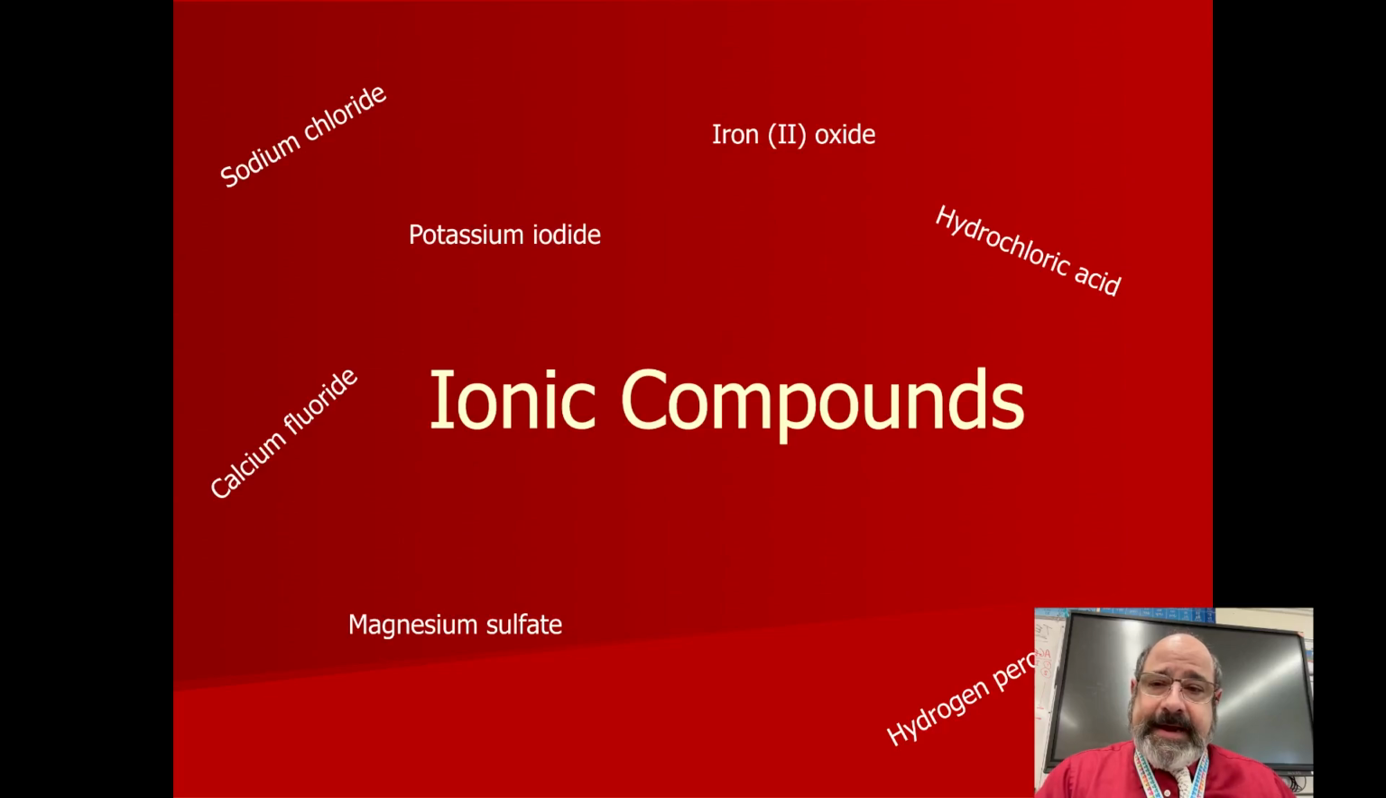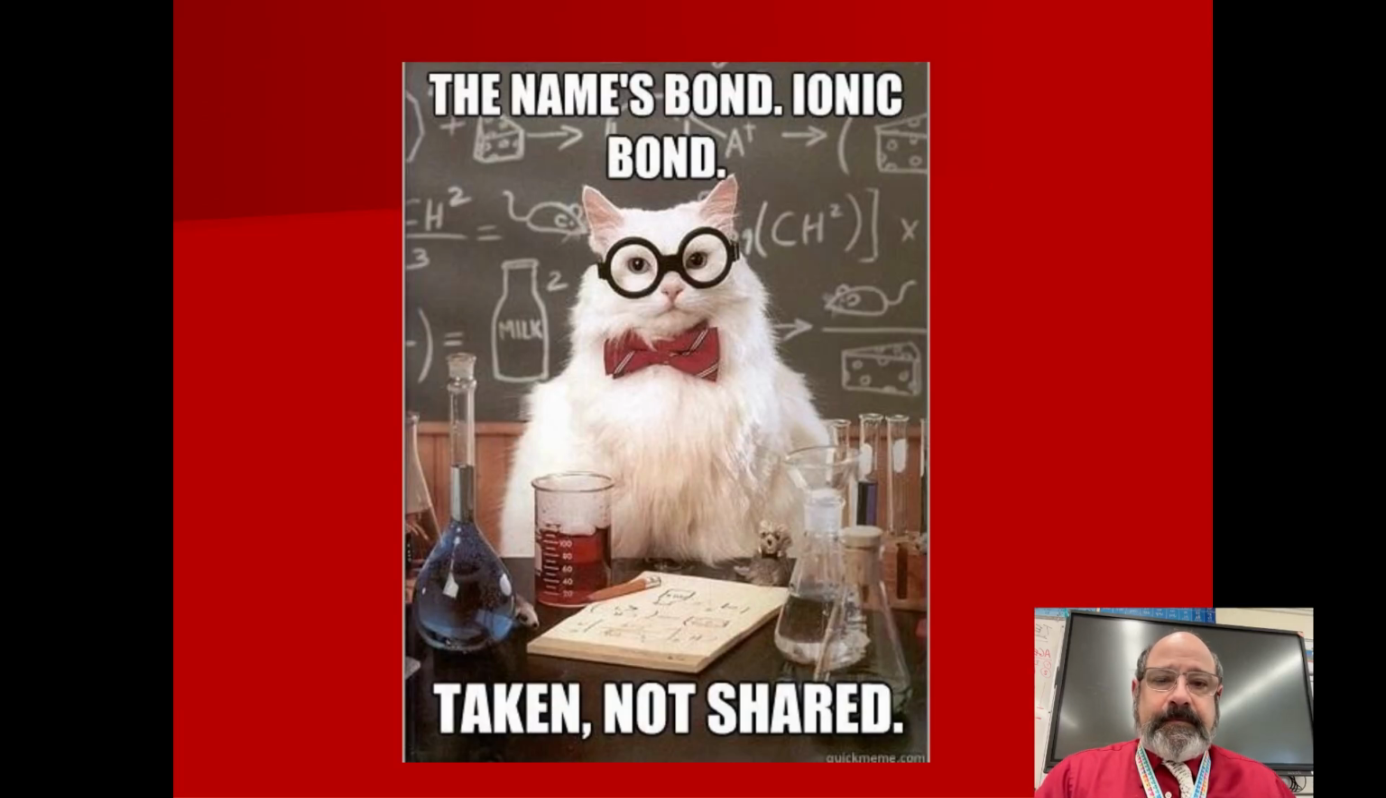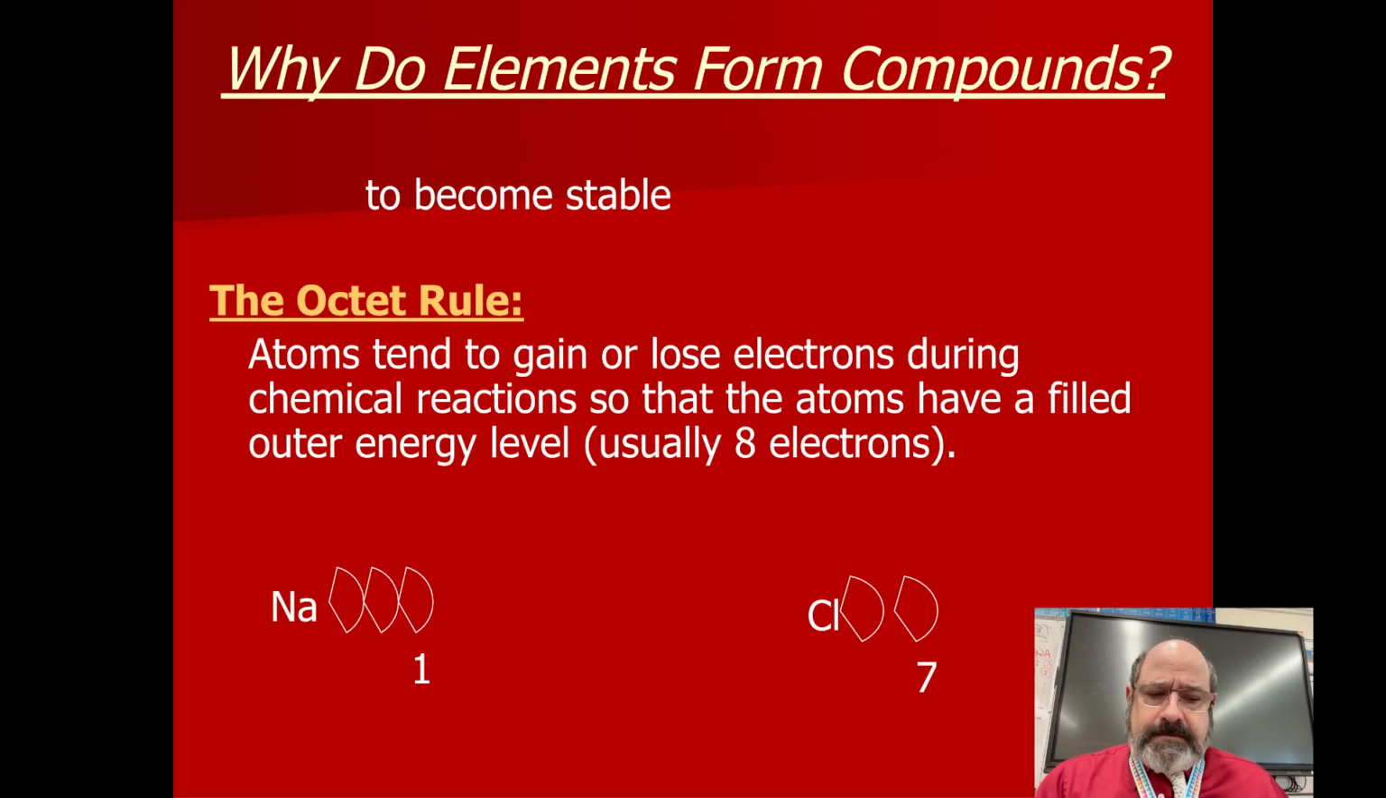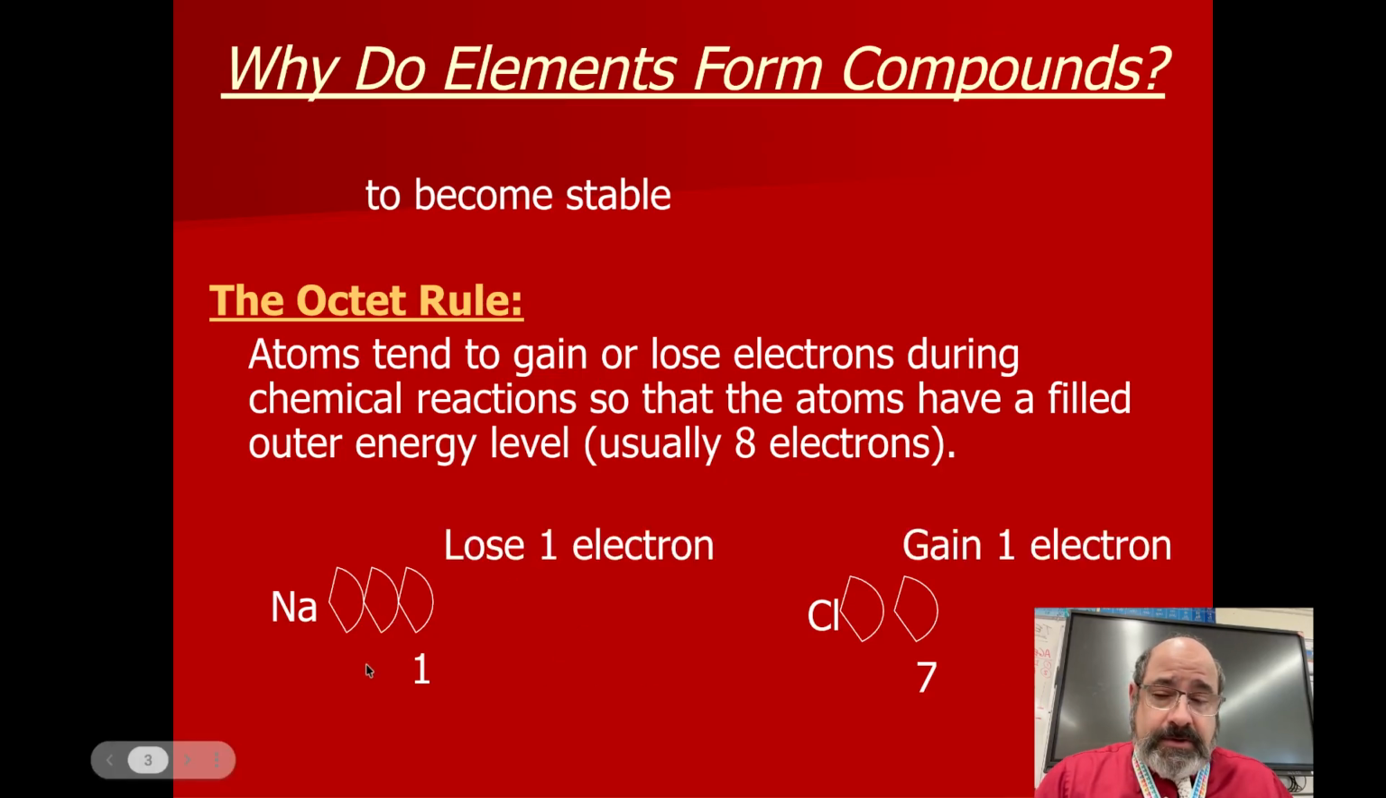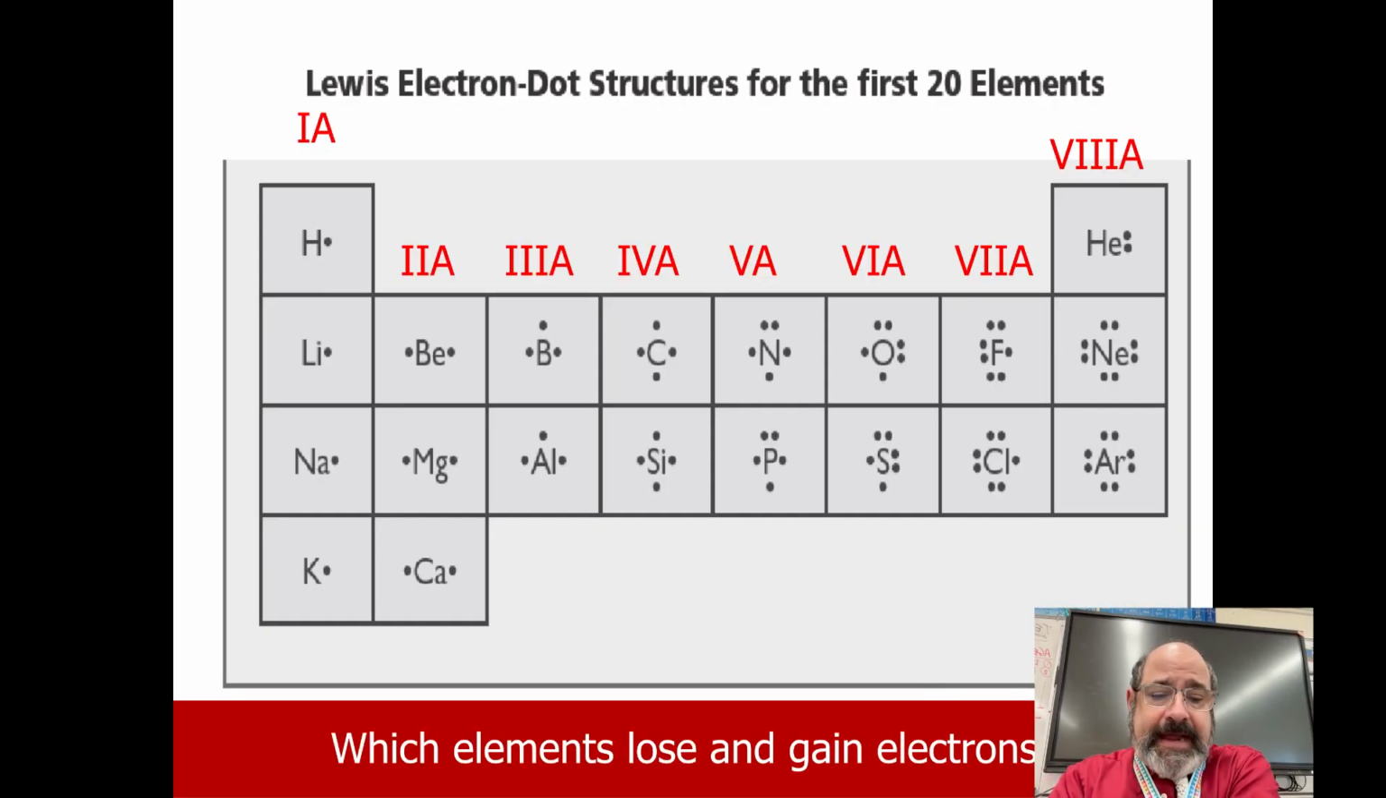We now start with ionic compounds. Ionic bond: taken, not shared. So, back to the beginning, why do elements form compounds? The octet rule: to become stable, they each want 8 electrons in their outer shell. Sodium loses 1, chlorine gains 1, so they both end up having 8.